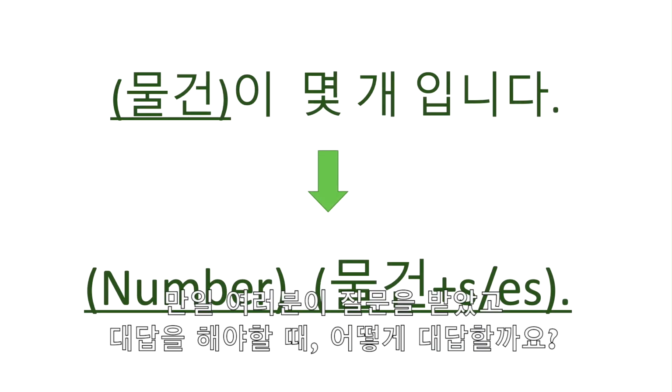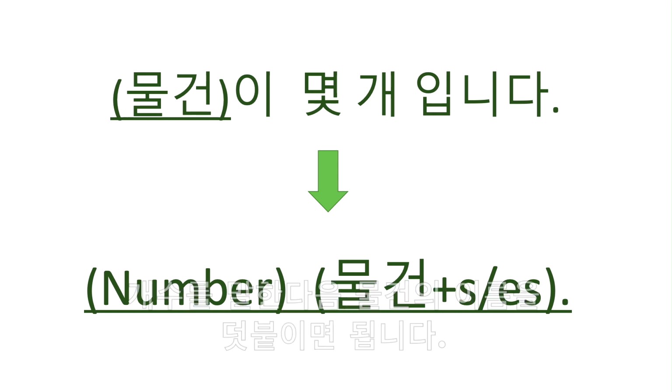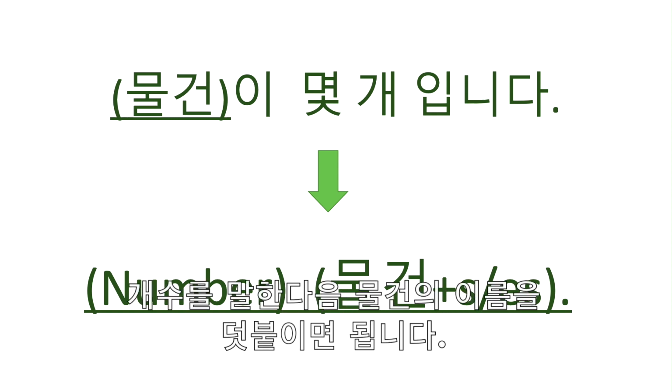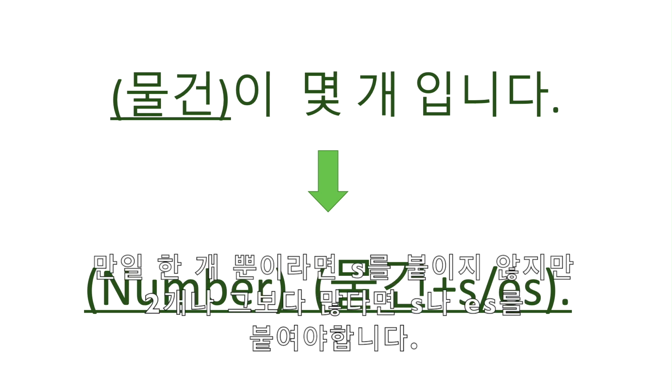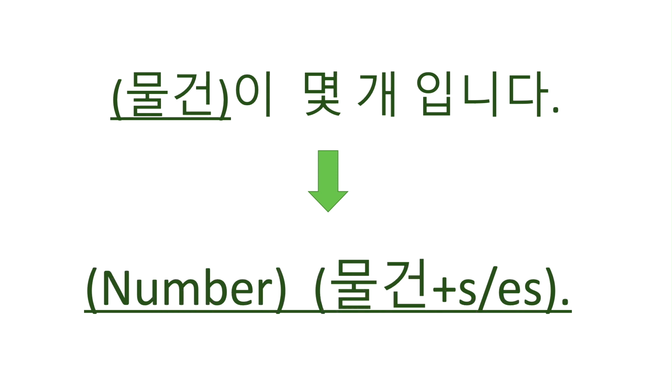When you get the question, you need to answer. How do you say that? It's so easy. Just number and plus the name of the object. If it's only one, then no S. But if there are two or more, then you have to put S or ES at the end.